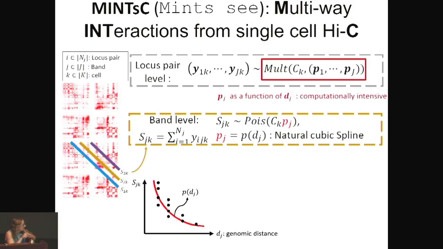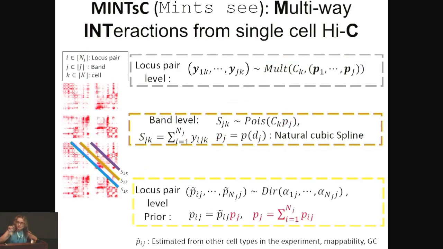We can do multinomial aggregation at the band level, and then a Poisson approximation to the multinomial. If we do that, then the counts that you observe at the bands just become Poisson with a mean parameter that depends on the sequencing depth of the cell and also the band level interaction probability, which is a function of the distance between any two loci in that band. So we use a spline model to fit that, and this is now much easier to computationally fit, and then we can estimate these band level probabilities Pj.